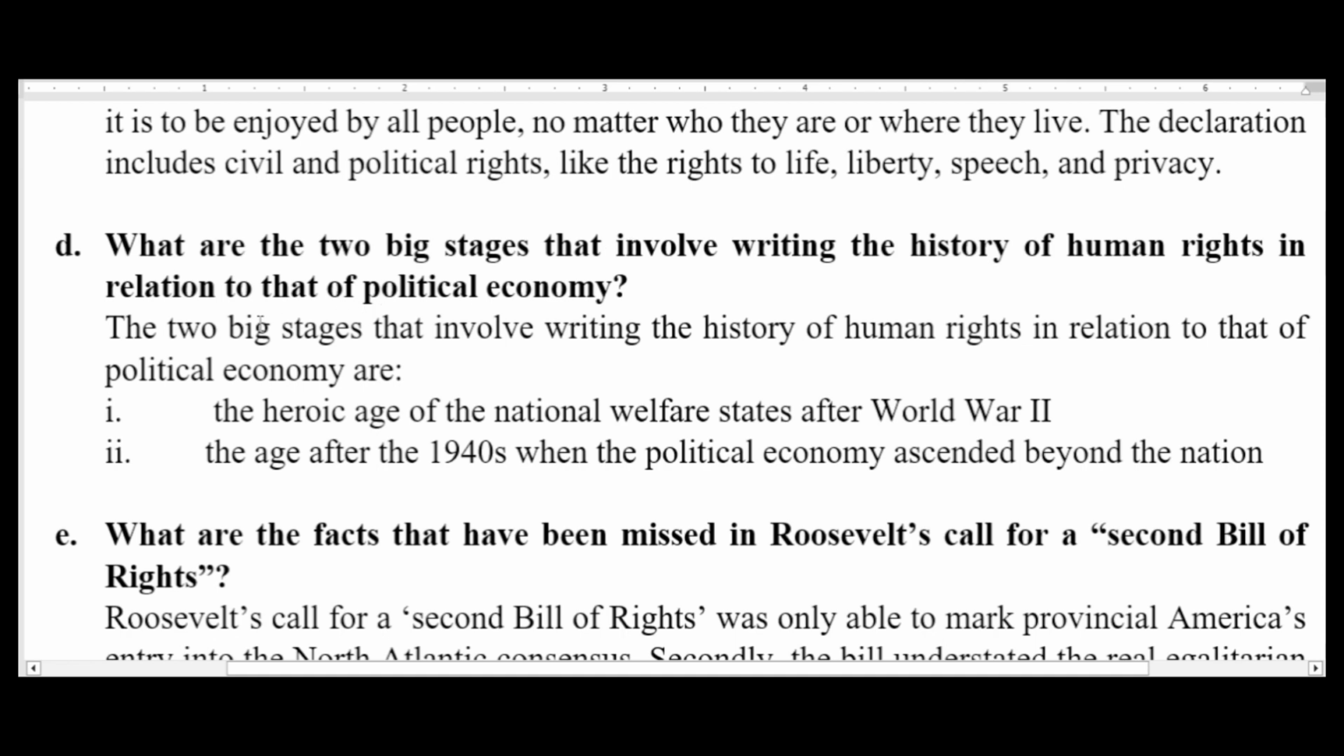The two big stages that involve writing the history of human rights in relation to that of political economy are the heroic age of the national welfare states after the Second World War, and the age after the 1940s when the political economy ascended beyond the nation.